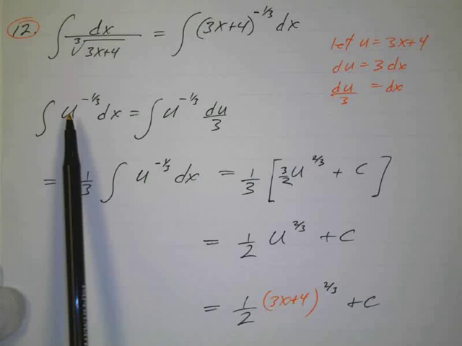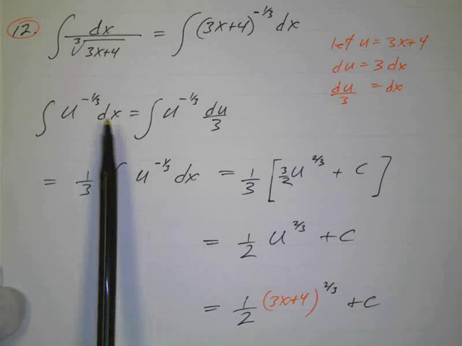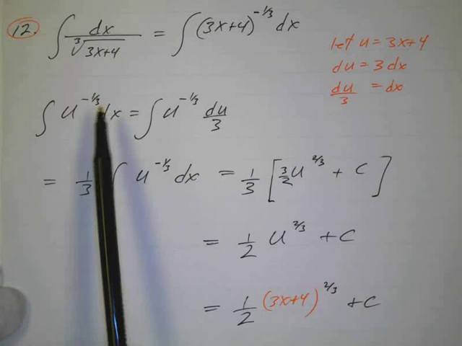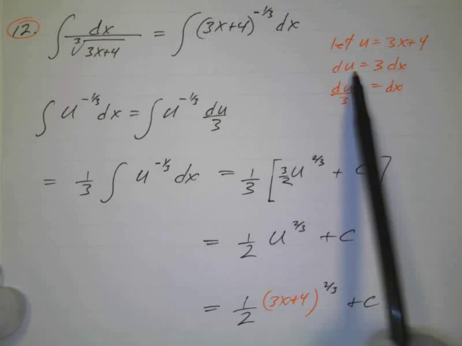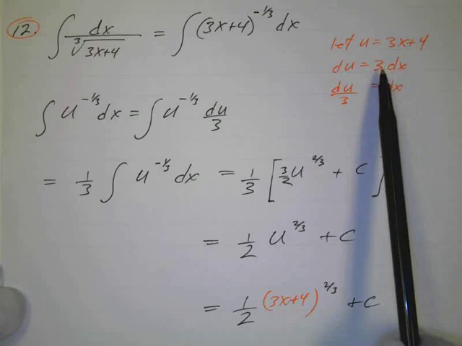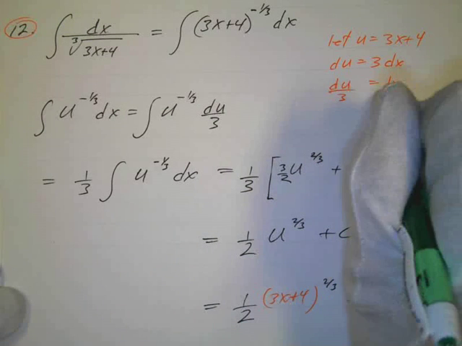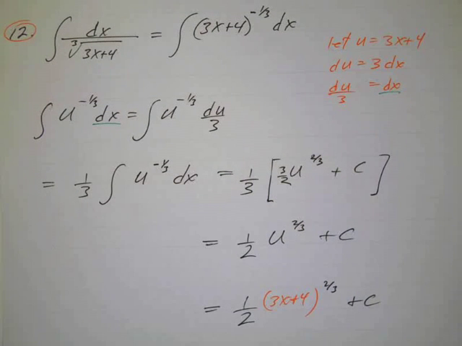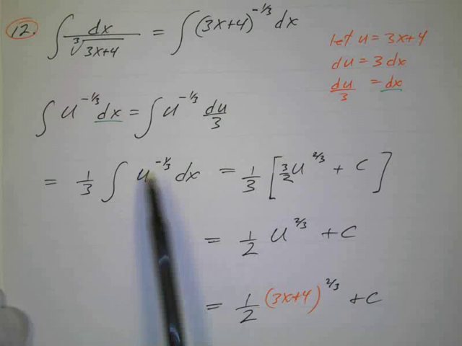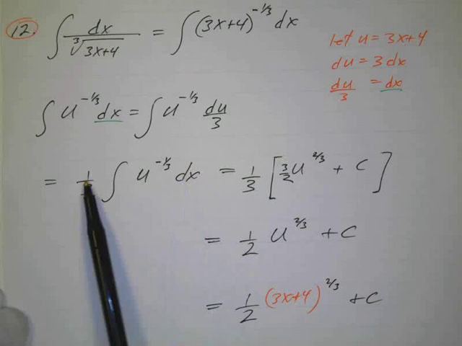And this is going to work out because I'll let u equal 3x plus 4, and I make that substitution. So this is going to be u to the -1/3 dx. Now I have to get a du there, so I'll take the derivative of u over here, and I get 3 dx. And then if I divide both sides by 3, I get dx equals du over 3. So there's my match. Dx, let's write du over 3. And I bring the 3 out, so I've got 1/3 u to the -1/3 du.